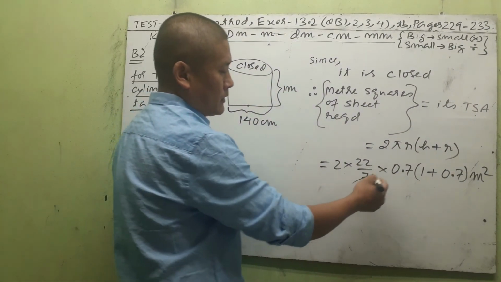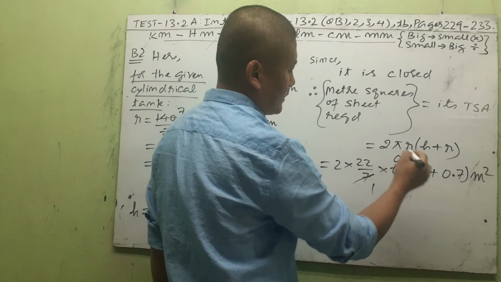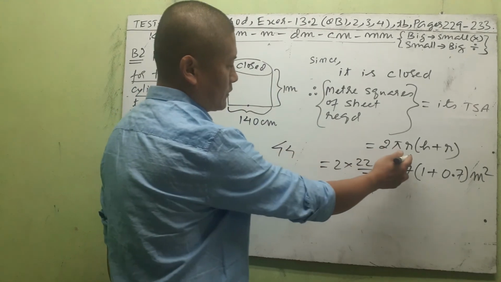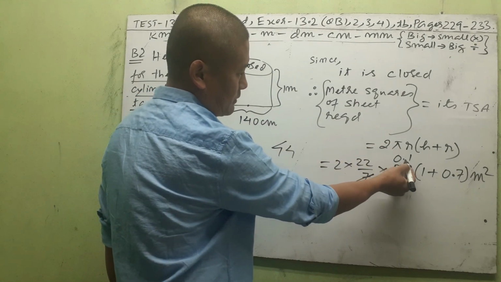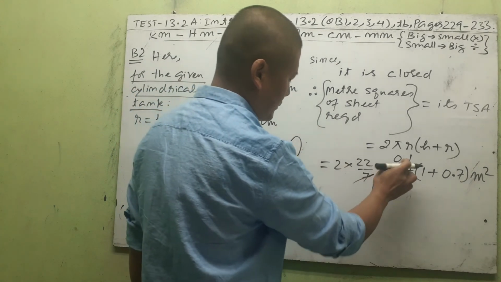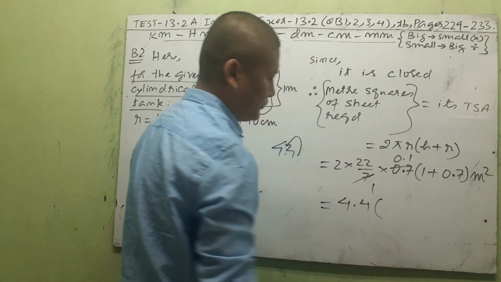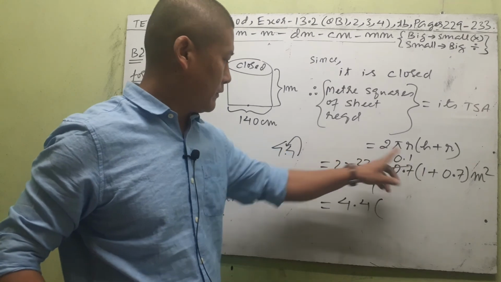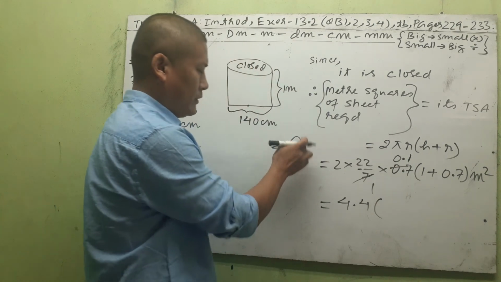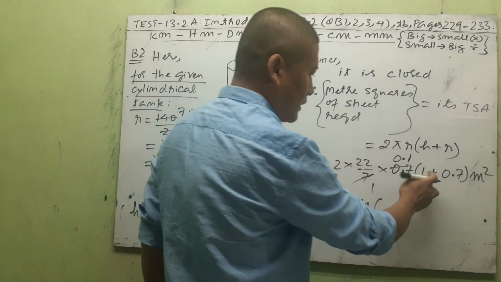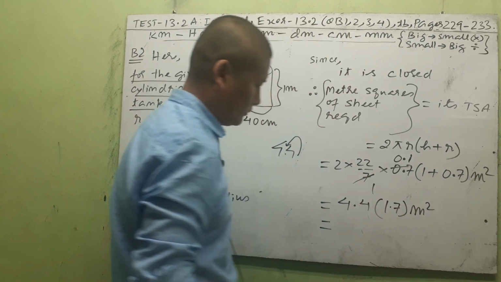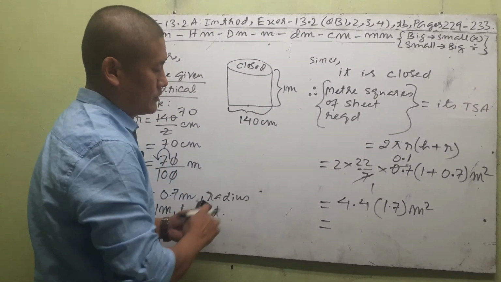Then we can cancel this. 7 1s are 7. 7 zeros are 0. 0.7 1s are 7. So 2 into 22, 44. 44 into 1, 44, and 0.1 means 1 decimal place. So from the extreme right, shift left 1 decimal place. So when we multiply this, we're going to get 4.4. Because of 1 decimal place after multiplying, we shift from extreme right to the left 1 place. 1 plus 0.7 is 1.7 meter square. So 4.4 into 1.7 is our answer.